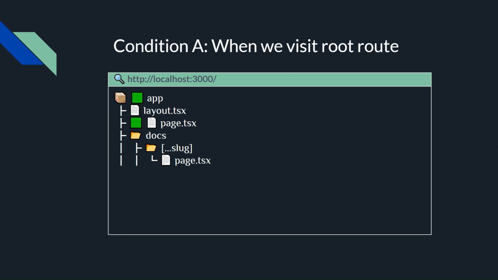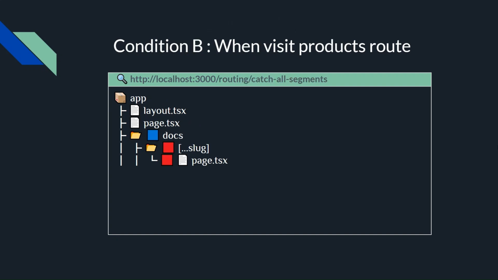After that, when you visit the routing catch-all segment, that is localhost 3000/routing/catch-all segment, then the docs folder along with the slug folder, the catch-all segment folder, and the page.tsx will be available here. So I hope you can easily understand how the catch-all segment works in Next.js. We learned how the catch-all segment captures all the URL segments in an array, making it perfect for dynamic, flexible routing. Plus you can make it optional for even more versatility.